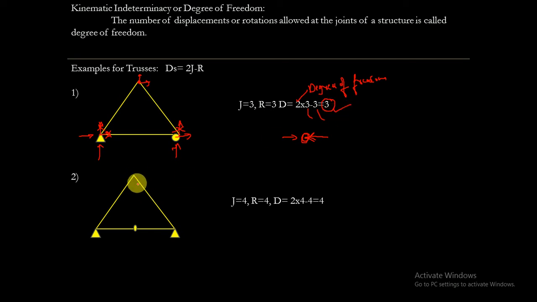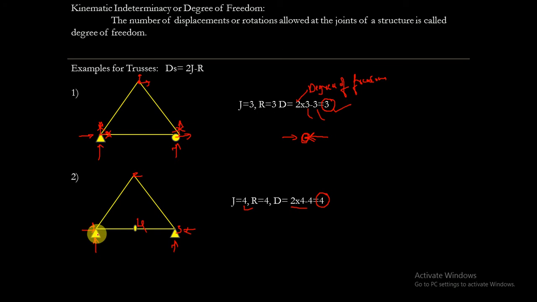Let us see this structure. There are 4 joints: 1, 2, 3, 4. So j is 4 and r is 4. There are 4 unknown reactions developed at the supports. So 2 into 4 minus 4 gives 4, which is the kinematic indeterminacy of this structure.